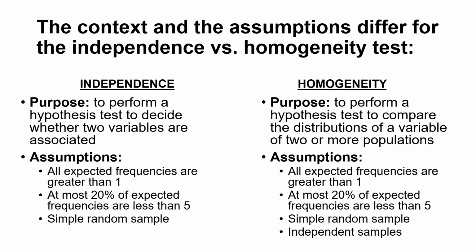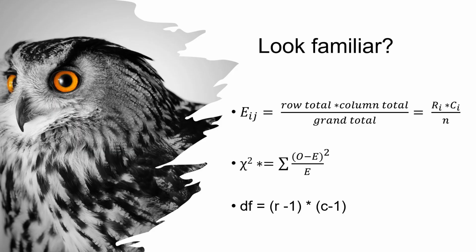I've done a little bit of a comparator here. The context and the assumptions differ for the independence and the homogeneity test. So the purpose is different as well. With independence, we're trying to see if they are associated. With homogeneity, we want to perform a hypothesis test to compare the distributions of a variable of 2 or more populations. The assumptions are almost the same, except that in the homogeneity test, one of the assumptions is that we have independent samples.